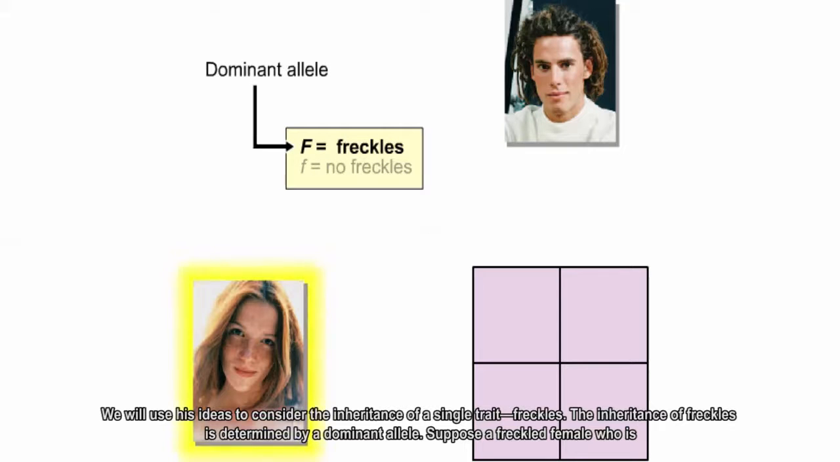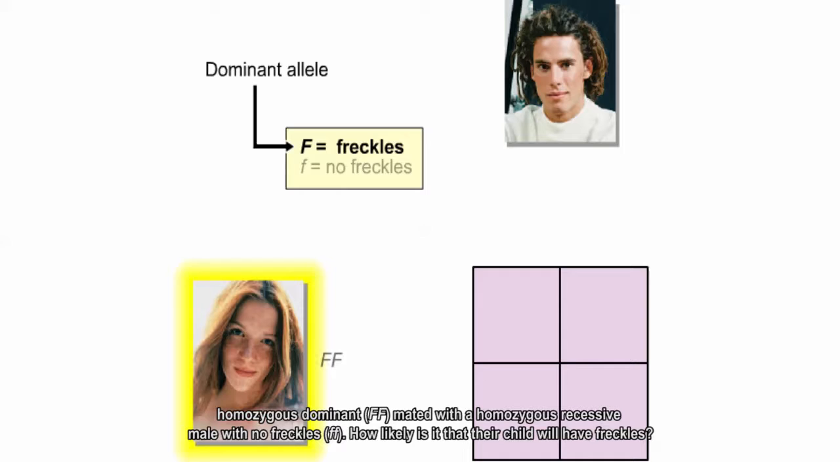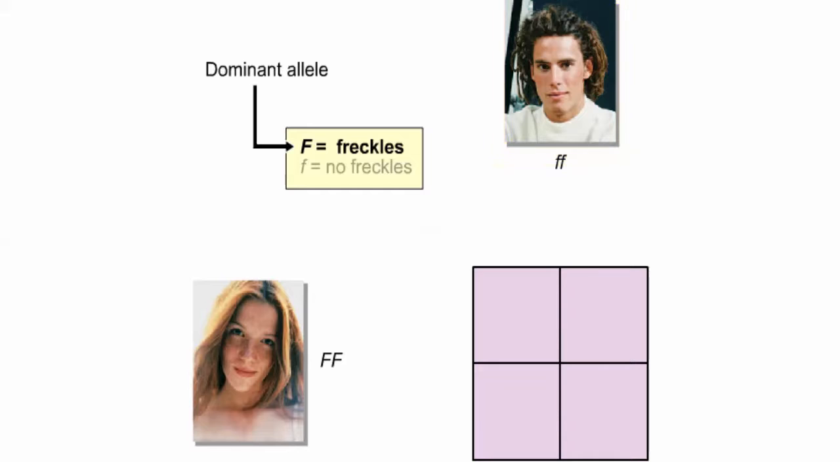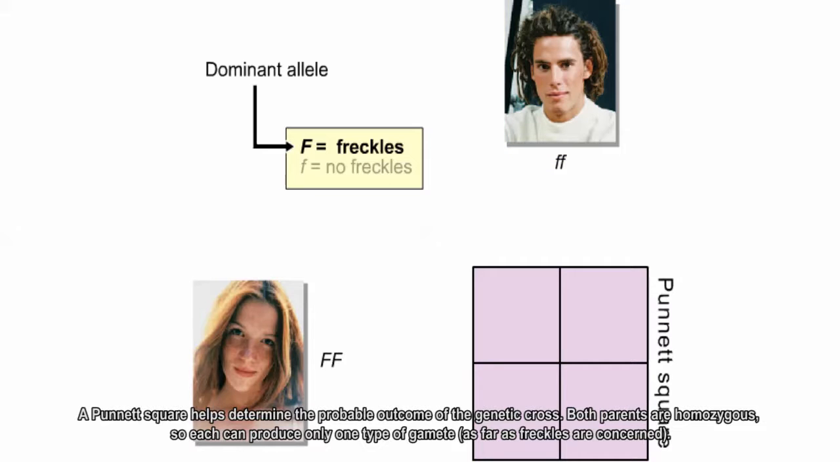Suppose a freckled female who was homozygous dominant, big F, mated with a homozygous recessive male with no freckles, little f. How likely is it that their child will have freckles? A Punnett square helps determine the probable outcome of the genetic cross.